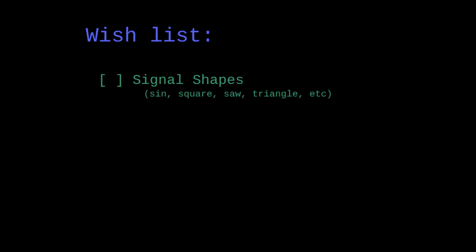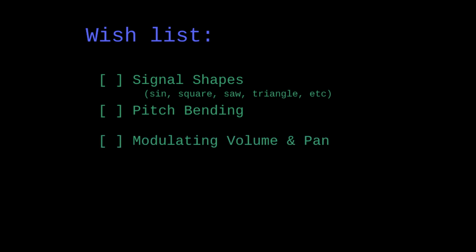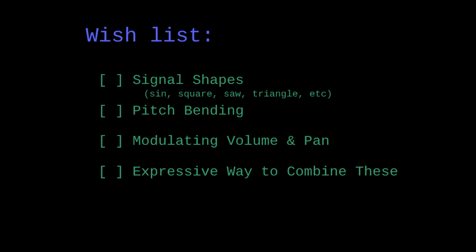So the place I want to get started is I know a little bit about sound, so I know enough to know that I want to be able to create different shapes of signals, control frequency over time, so I want to be able to do pitch bending, modulating volume and pan, those kinds of things, and I want to figure out good ways of expressing that.